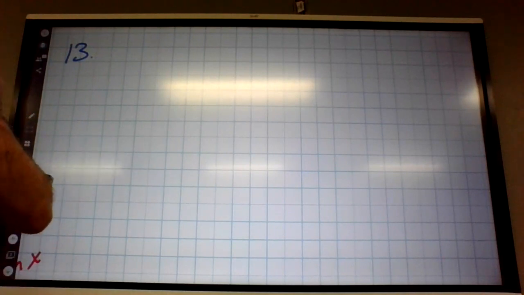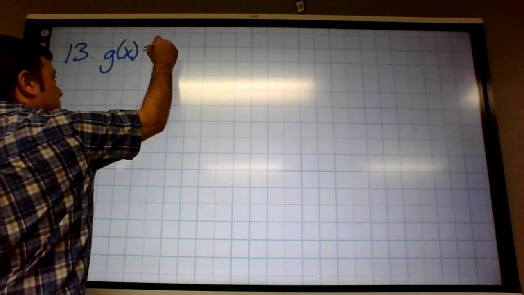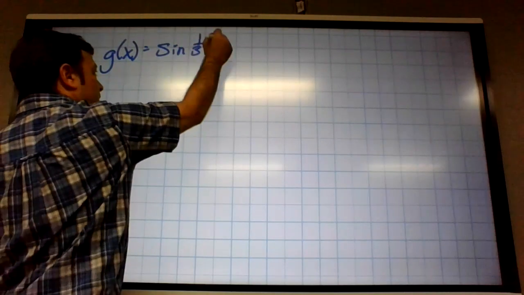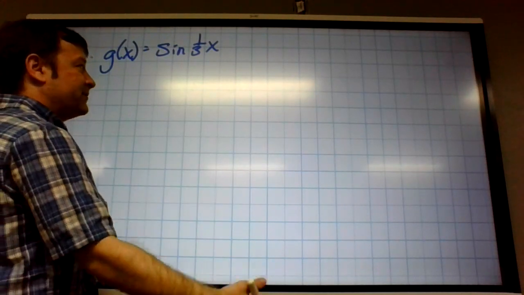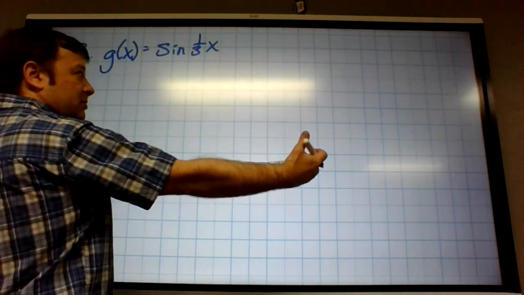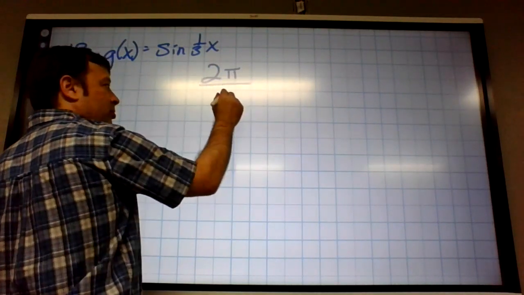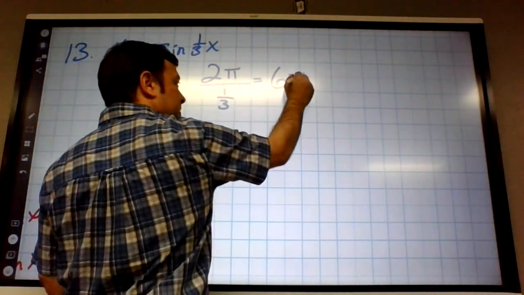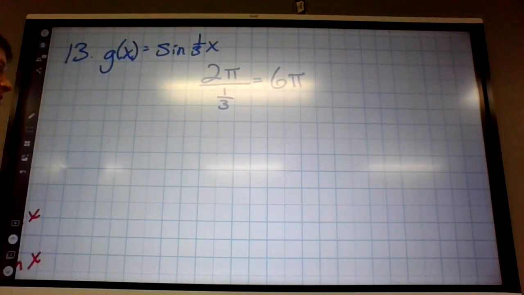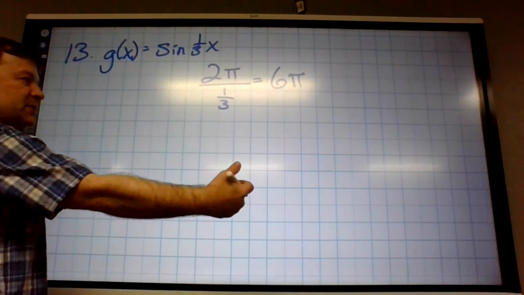13 says sine of 1/3 x. Okay, 1/3 x. So this is going to make everything happen 1/3 as fast, which means it's going to be a horizontal stretch. So what will our period be? Well, you just do 2 pi, the normal period, divided by 1/3. So it's like 2 pi times 3, and you'll get 6 pi. So if everything happens 1/3 as fast, everything's going to be stretched out 3 times as long.